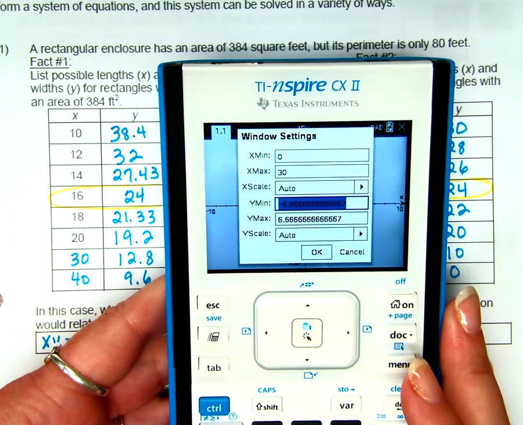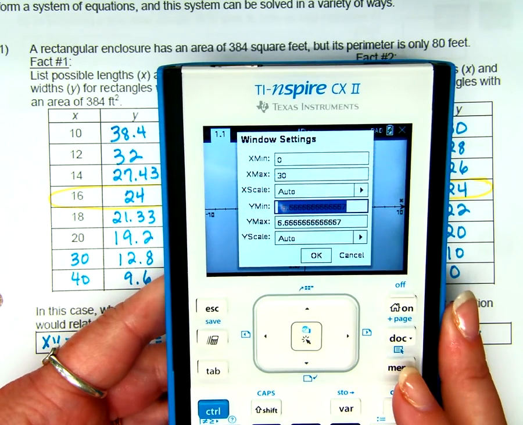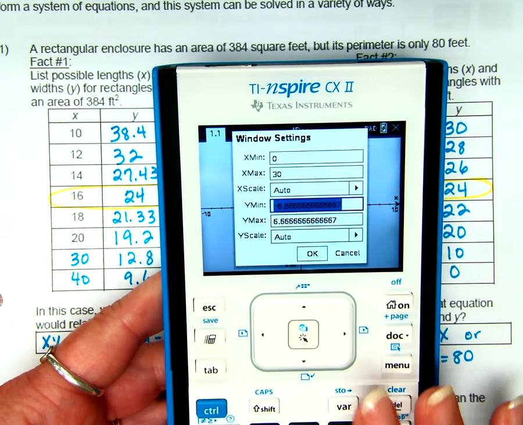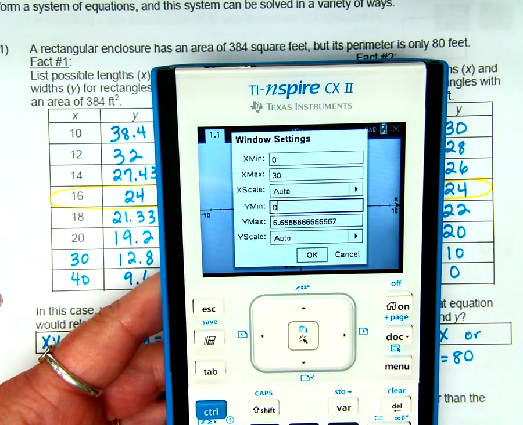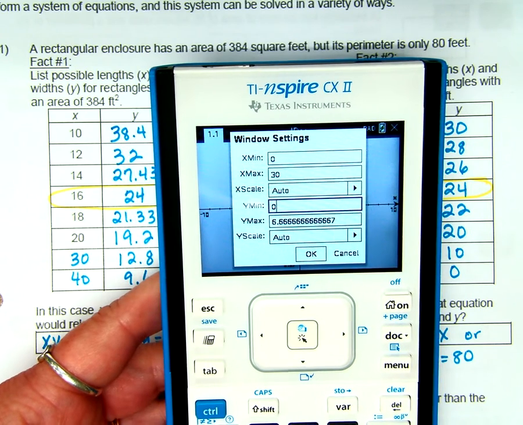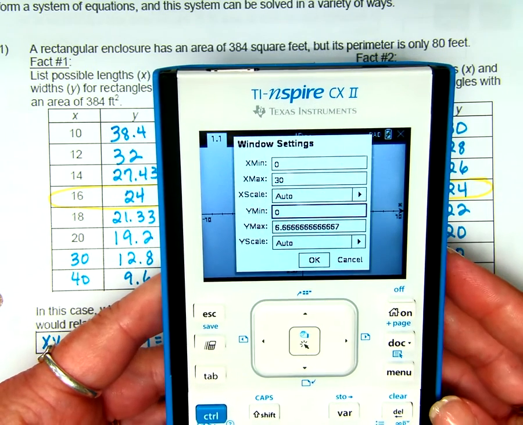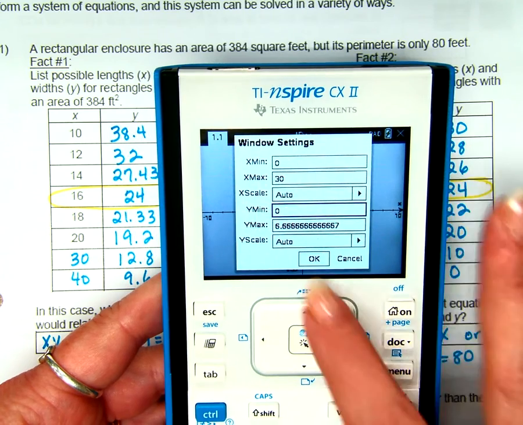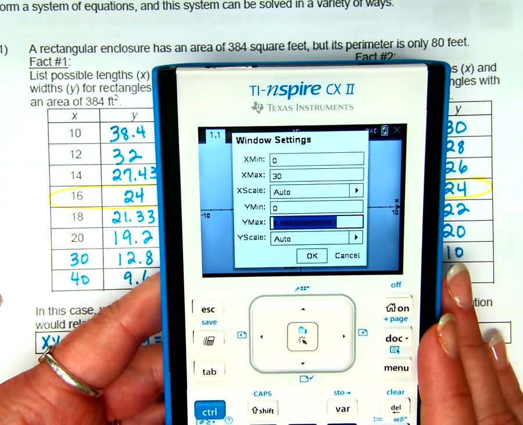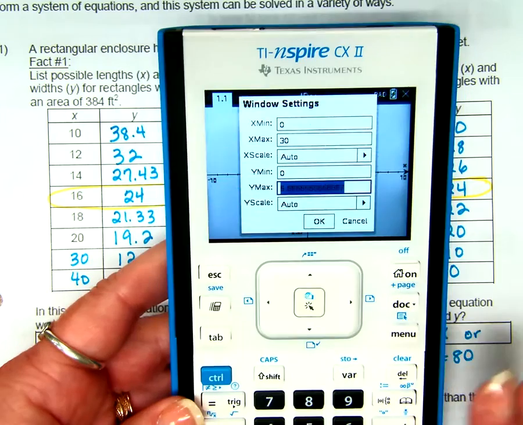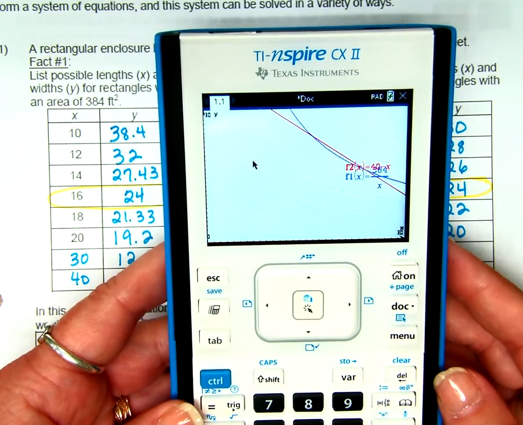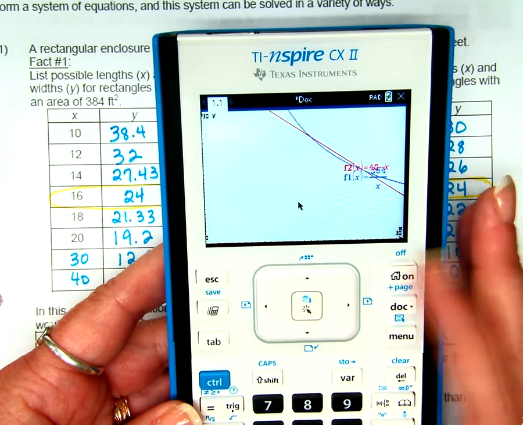What about y? How low can it go? 0 again? Guys, why can't it go any lower? We're talking about a rectangle, right? A physical object. Can we measure -1 feet? No. Okay. So 0 and then where? A 30 again? Okay, that's fine with me. Oh, look, it does intersect twice.